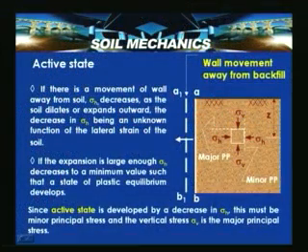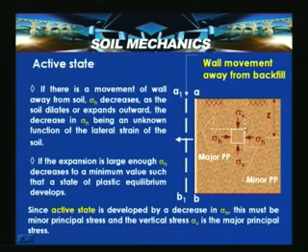So, if there is a movement of the wall away from the soil, sigma h decreases as the soil dilates or expands outward, the decrease in sigma h being an unknown function of the lateral strain of the soil. If the expansion is large enough, sigma h decreases to a minimum value such that the state of plastic equilibrium develops. So, since the active state is developed by a decrease in sigma h, this must be a minor principal stress, and the vertical stress sigma v is the major principal stress.